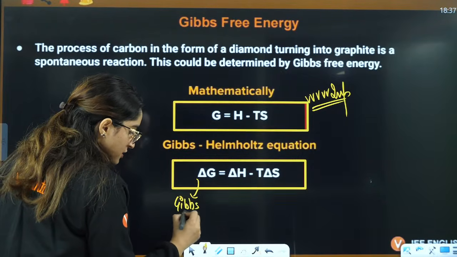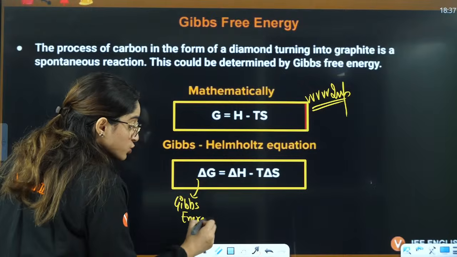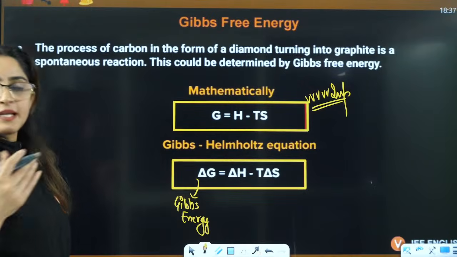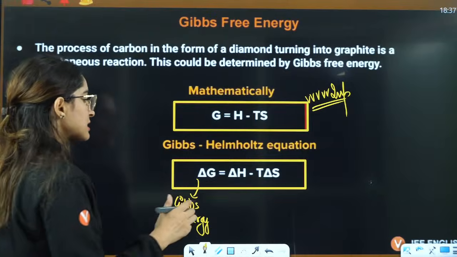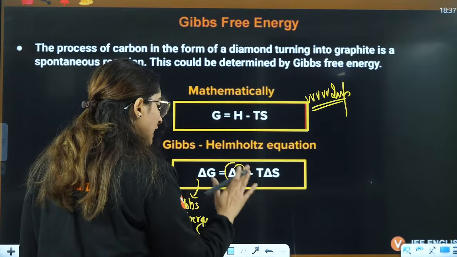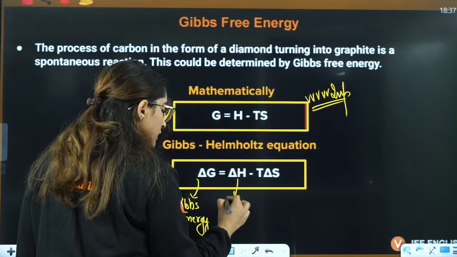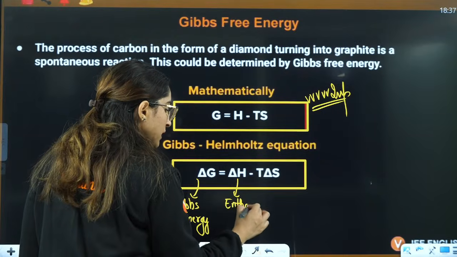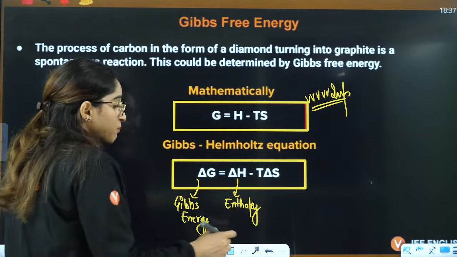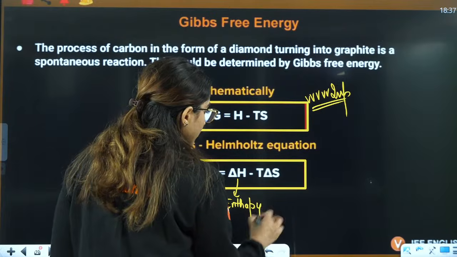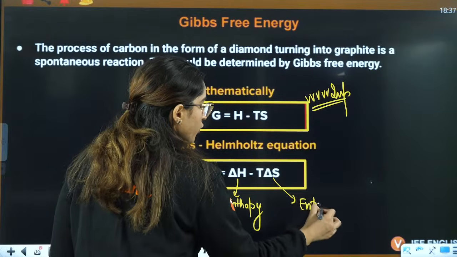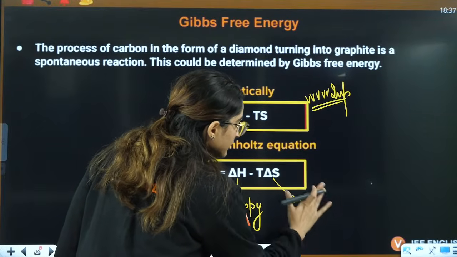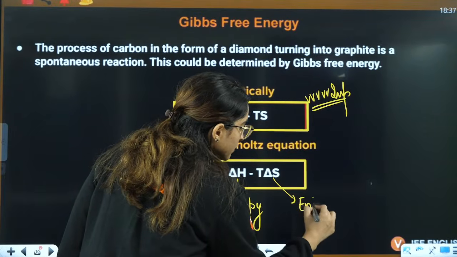where this is Gibbs energy, that is the useful work done. Gibbs energy is how much work is done in a useful way. Delta H is the enthalpy. Delta H is enthalpy, that we know can be positive, it can be negative. T is the temperature, delta S is the entropy.